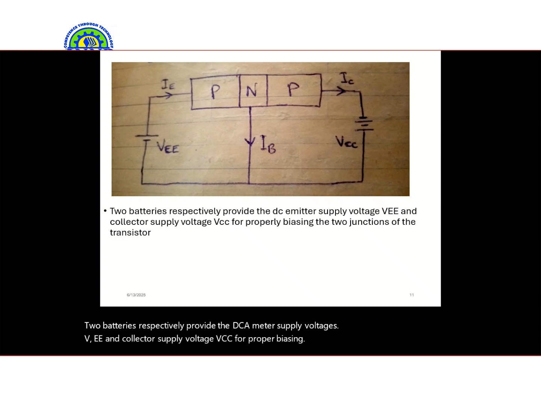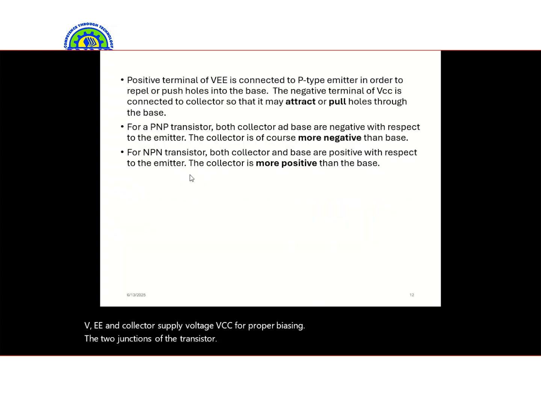Two batteries respectively provide the DC emitter supply voltage VEE and collector supply voltage VCC for proper biasing of the two junctions of the transistor. The positive terminal of VEE is connected to the P-type emitter in order to repel or push holes into the base. The negative terminal of VCC is connected to the collector so that it may attract or pull holes through the base. For a PNP transistor, both collector and base are negative with respect to the emitter. The collector is of course more negative than base.